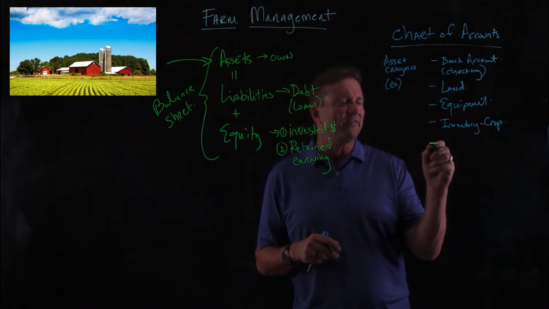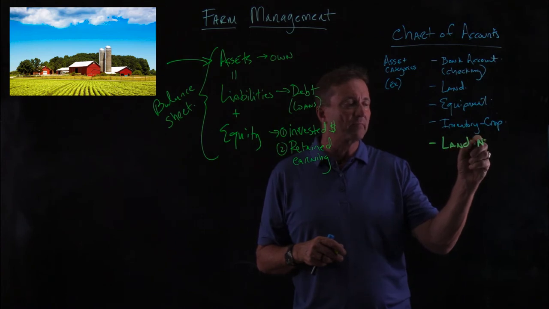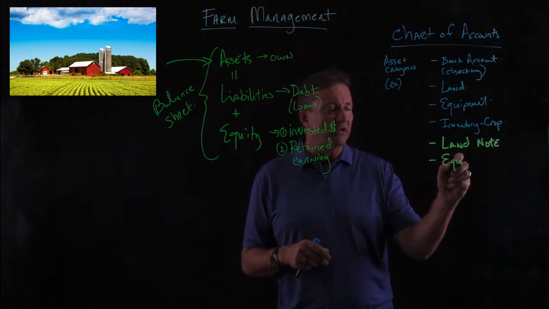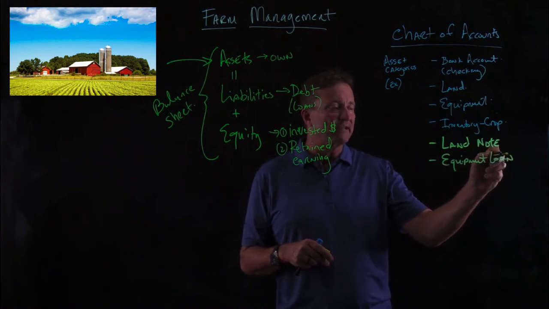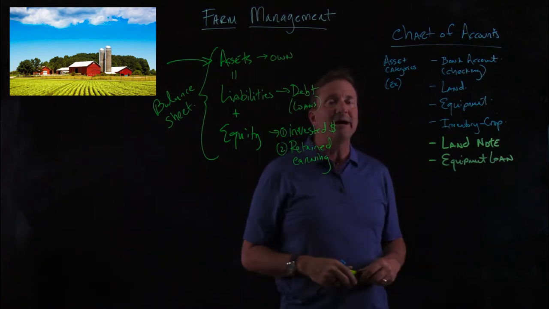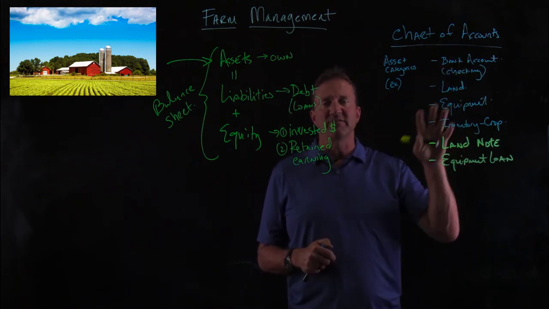And so let's say that we had a land note. That land note would be listed. Let's say that we had an equipment loan. So that would be listed as well. So your liabilities are going to get listed one by one, and then we would have those laid out. Once again, this is a chart of accounts.